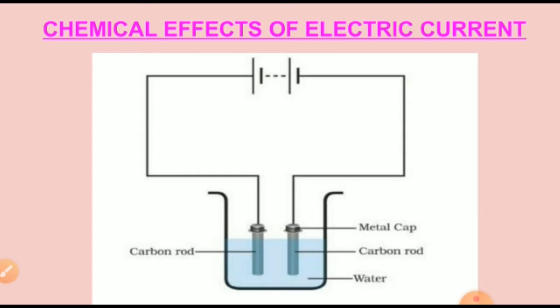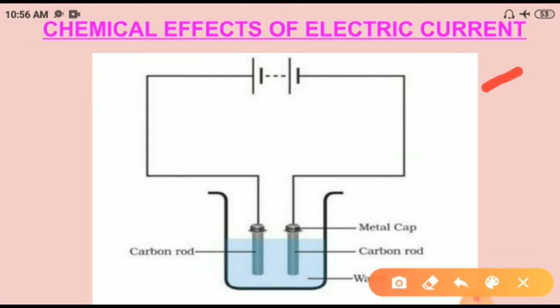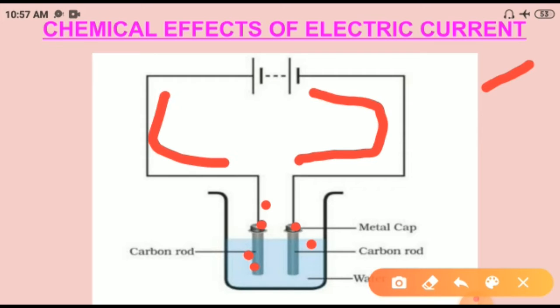Next activity: chemical effects of electric current. In this activity, what apparatus do we have to take? Take out two carbon rods carefully from two discarded cells and wrap copper wires around the metal caps. These two are the carbon rods, and these are the metal caps of the carbon rods. Join them to a battery.